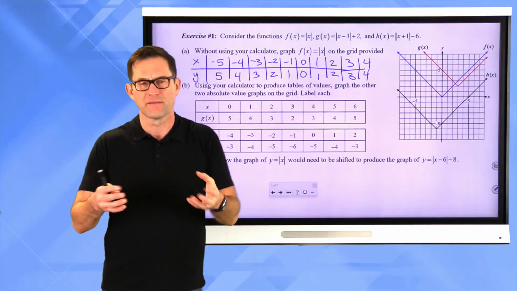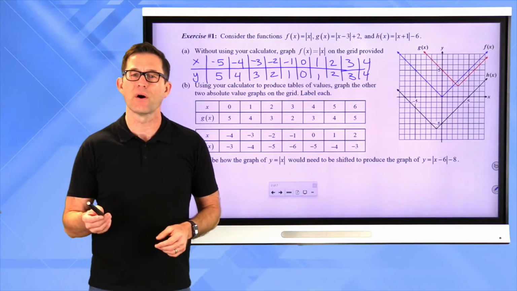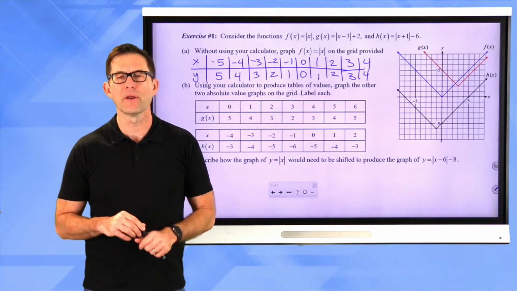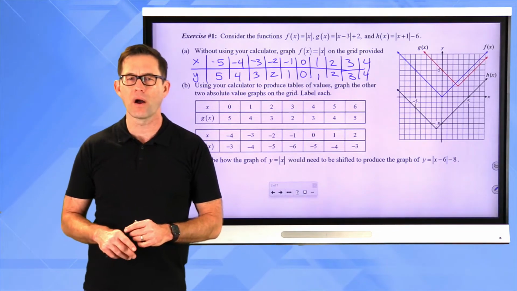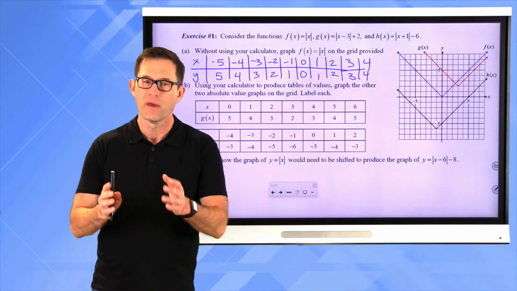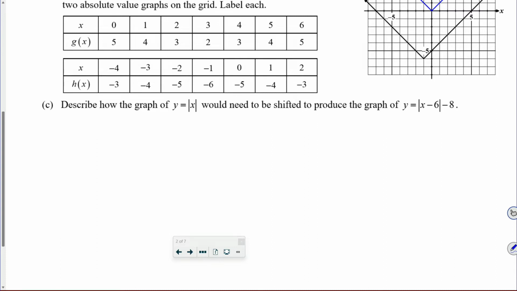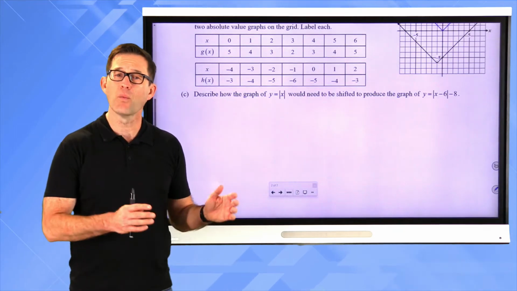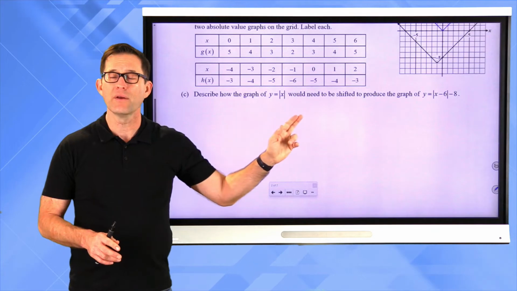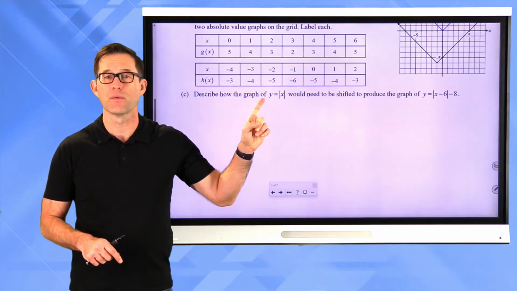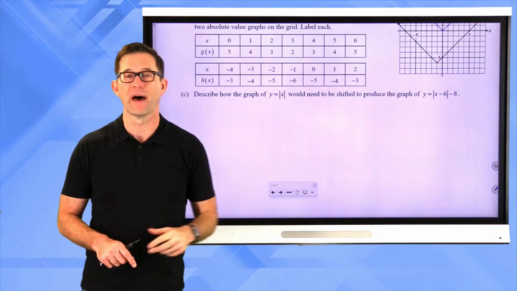Hopefully this is recalling some shifting patterns that you saw in Algebra 1 and that we saw a little bit earlier in this course when we looked at the graphs of logarithms that had been shifted horizontally. Anyhow, letter C, describe how the graph of y equals the absolute value of x would need to be shifted to produce the graph of y equals the absolute value of the expression x minus 6, then minus 8. Pause the video now, and based on what we saw in letter B, describe how the graph of this would be shifted to produce the graph of that.